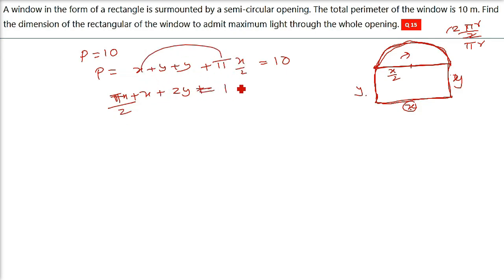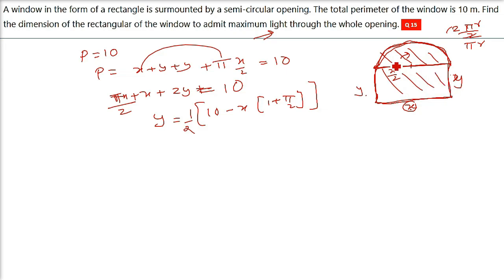This will give you one expression, and we need Y on the left and other things on the right so that we can actually differentiate. The whole idea of maxima and minima is to differentiate first. So we have an expression which is y equal to a certain thing on the right. Total perimeter we have talked about. Find the dimension of the rectangular or whichever window in order to admit the maximum light.